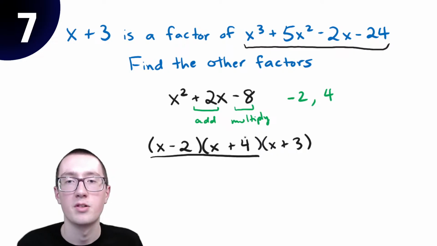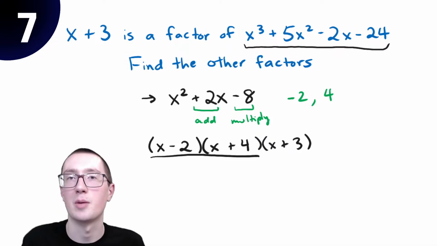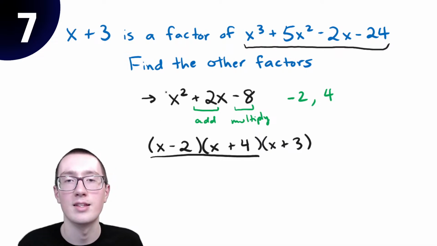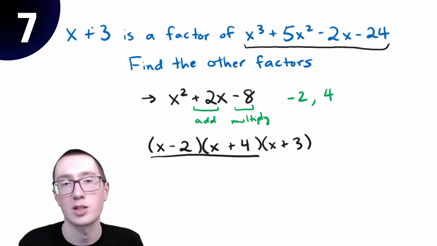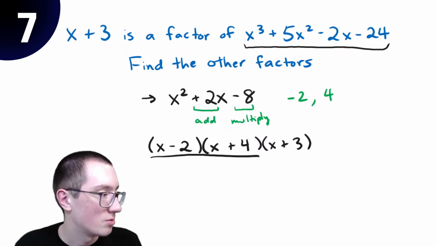You divide it out using synthetic division to find the other factor, but then you have to make sure that it can't be split up into more factors. If it can't, then this is just your other factor, and then it's just x plus 3 and this. So yeah.